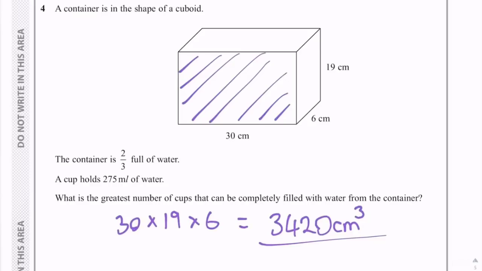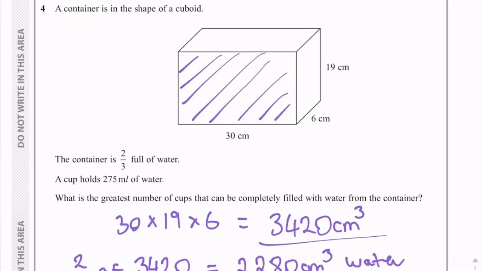So that is the volume of this cuboid at the moment, using that rectangular cross section. We now need to work out 2/3 of that. So divide it by 3, times it by 2. So 2/3 of 3,420, not forgetting you got a calculator still, is 2,280 centimetres cubed. So that's how much water that we have.